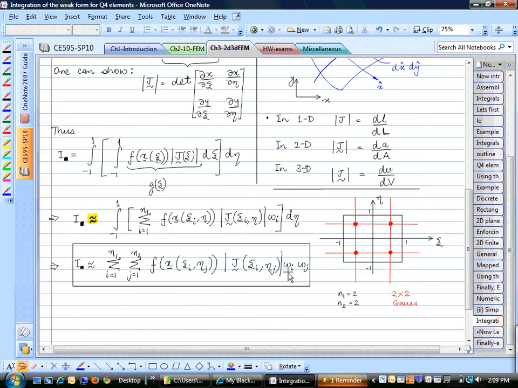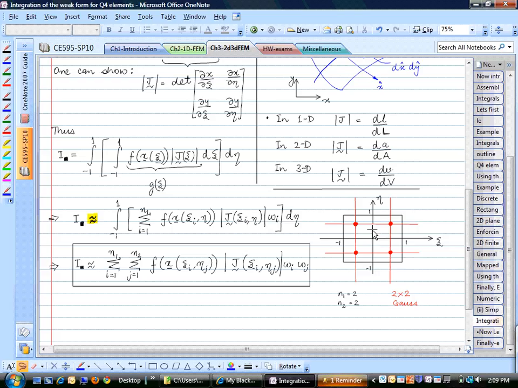One each. So Wi will be 1, Wj will be 1, so multiplication of those two will be 1. If I use a 1-point Gauss quadrature, that means that I'm just choosing 1 point right in the center. What would be this? 2 and 2, which means 4. And that makes sense because what I'm essentially saying is calculate the value of the function at this point.